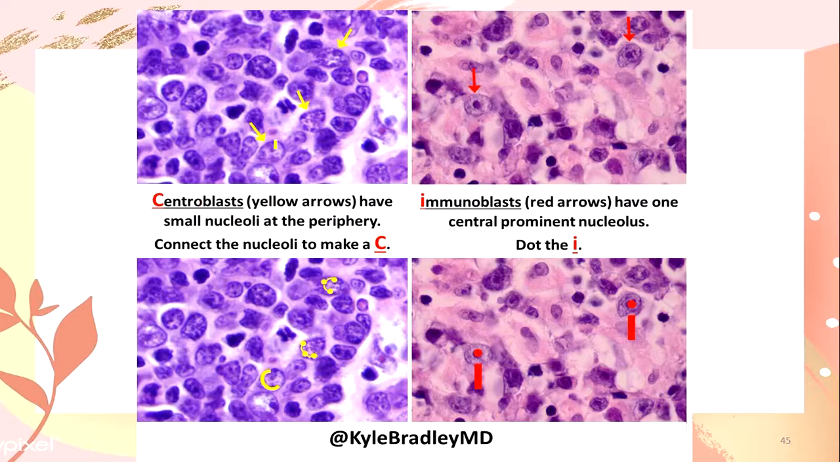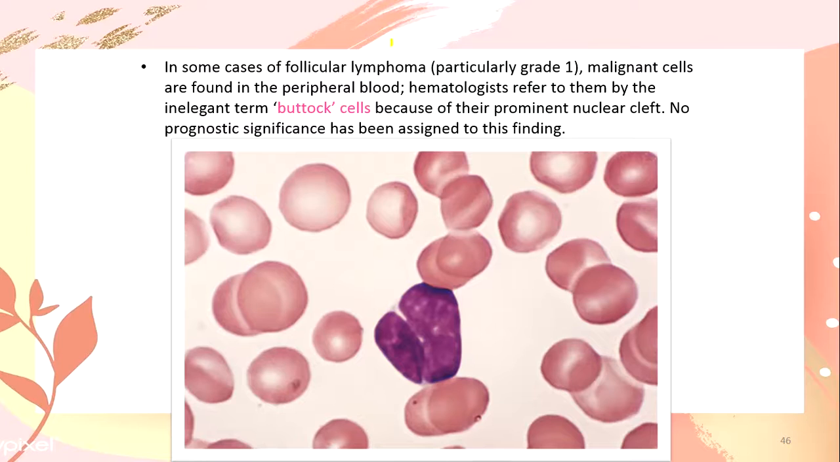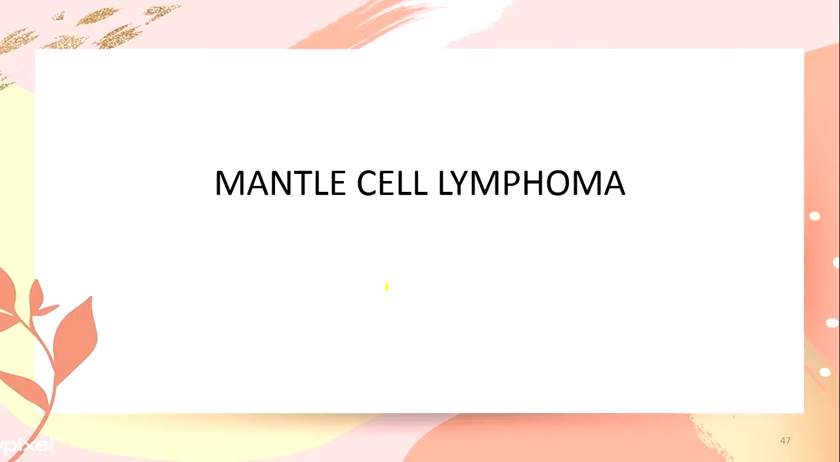In the centroblast, the yellow arrows point toward the centroblast. Small nucleoli are present at the periphery, and you connect the nucleoli to make a C. This is to make you memorize the presence of nucleoli at the peripheral rim in centroblast. While in immunoblast, the dot on the I shows the presence of central prominent nucleolus in immunoblast. In the peripheral smear, you can appreciate the presence of malignant cells in some cases, and these are called buttock cells because of their prominent nuclear cleft. However, they have no prognostic significance.